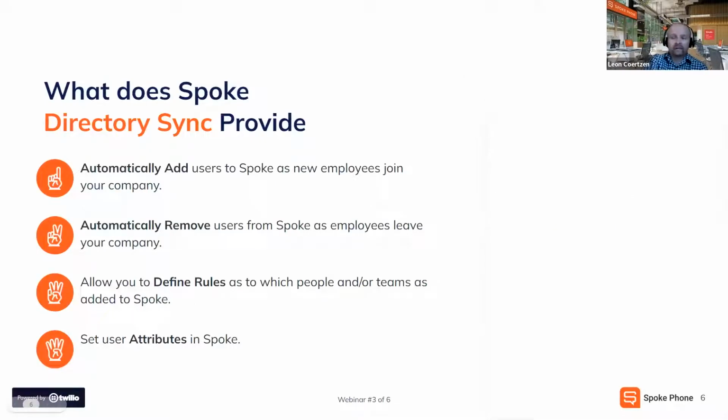So what does Spoke Directory Sync provide? The SpokePhone directory feature provides IT administrators the ability to automatically provision users to Spoke as new employees join your company. We can also automatically remove users from Spoke as employees leave your company. We allow you to define rules for which employees or teams to add into Spoke. We also allow you to control user attributes synced to Spoke, like extension numbers, job titles, phone numbers, emails, and so on.